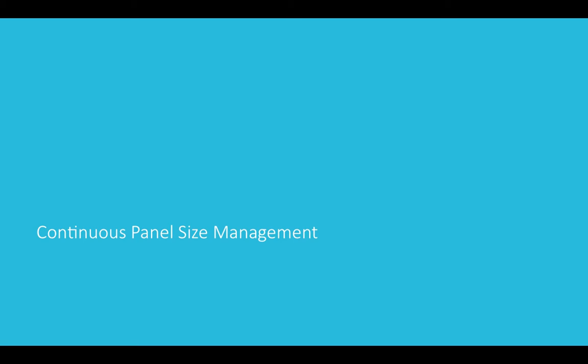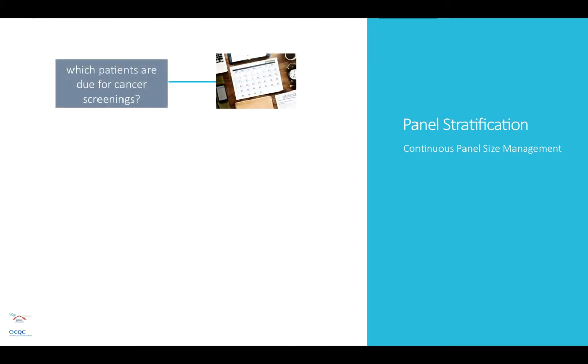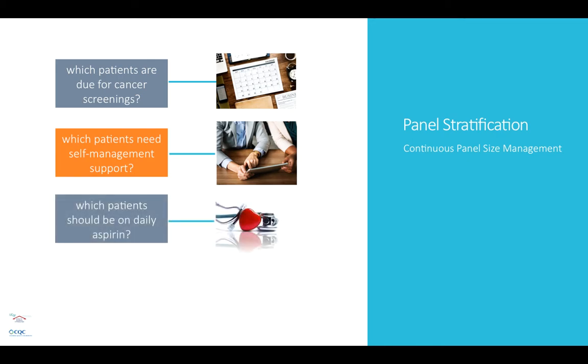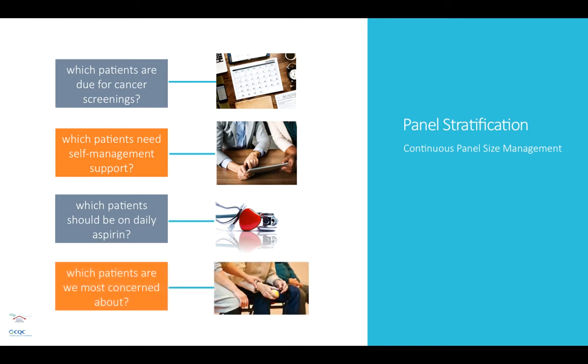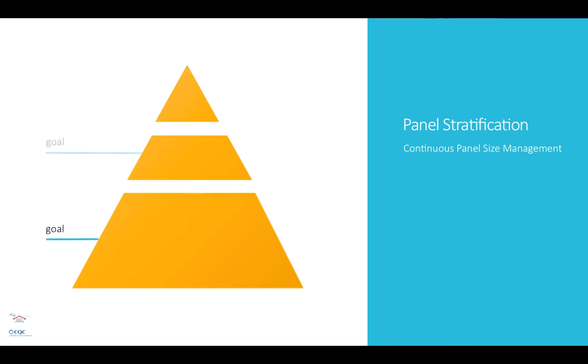Once we have an up-to-date panel in place, we can begin to stratify the various needs of the patients in our panel and answer questions such as, which of my patients are due for cancer screenings? Who among our diabetic patients might need more support to effectively manage their blood sugar? Which of my patients should be on daily aspirin? Which of them are currently taking it? Which of our patients are we most concerned about, and how can we best coordinate their care? Let's explore this pyramid and identify the unique considerations in each tier.